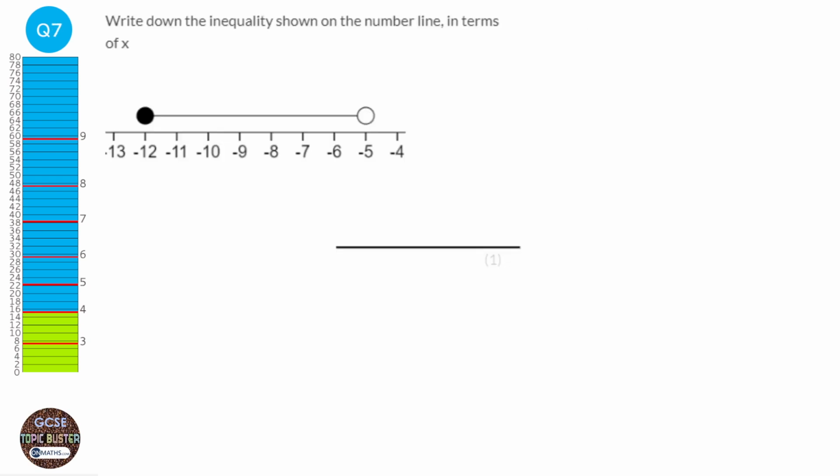We're going to start off by writing the numbers that the dots are at. So we've got -12 and we've got -5, and x is anywhere between those. Now it's obviously going to be greater than -12, and it's going to be less than -5, but it can equal -12, and the reason for that is it's a filled in dot, but it can't equal -5 because that is a hollow dot.